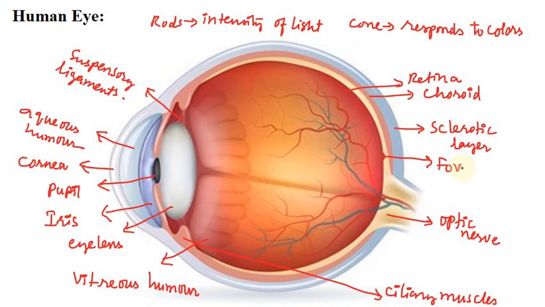Fovea centralis is extremely sensitive to light. Its function is to form an extremely clear image. That is, when we want to examine an object very minutely, its image is brought to focus at this point.